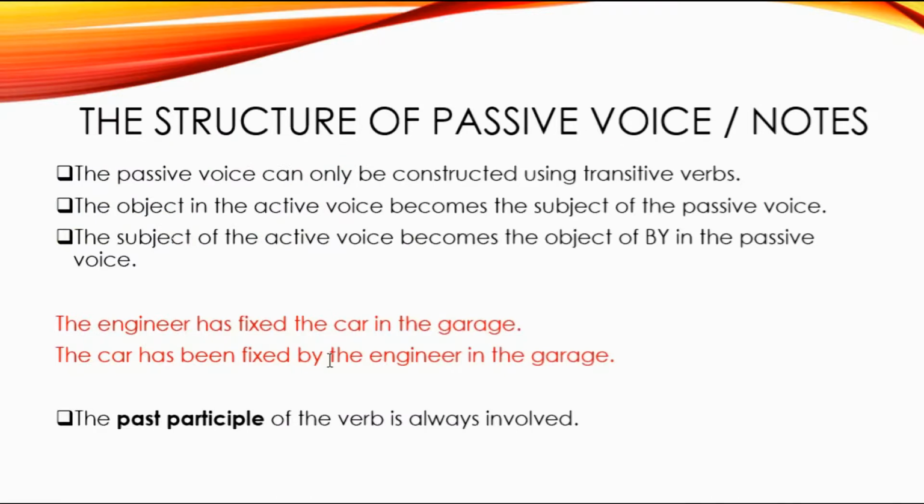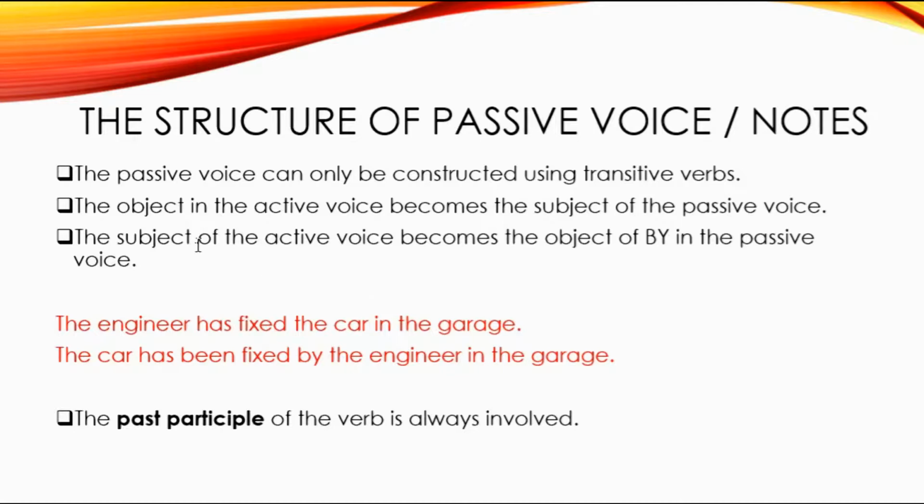So what is the structure of a passive voice sentence? And I'll have some notes here as well. So the passive voice can only be constructed using transitive verbs, okay? So you learn these verbs through experience, but the most important thing is that the verb should be transitive first. Then you can create passive. And the reason is because it has an object, okay? We need both an object and a subject in a passive voice sentence.